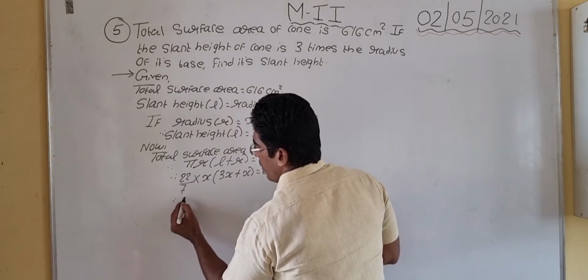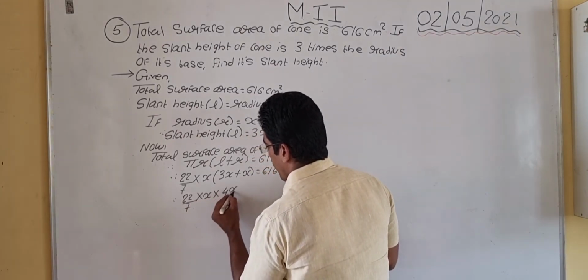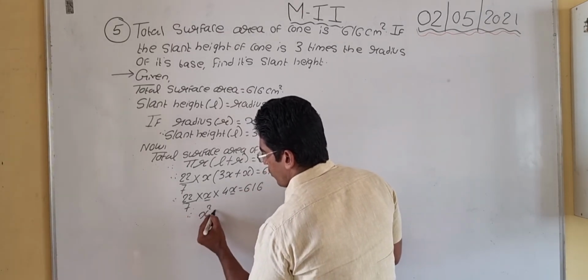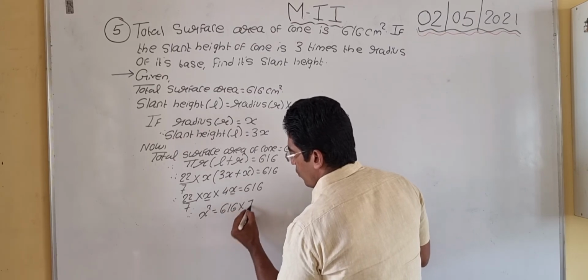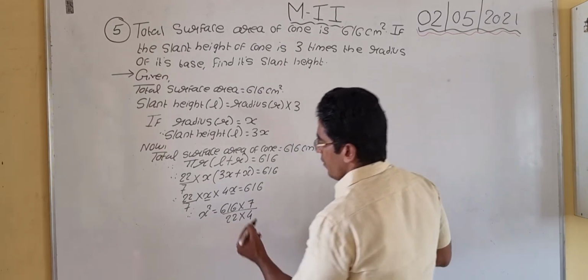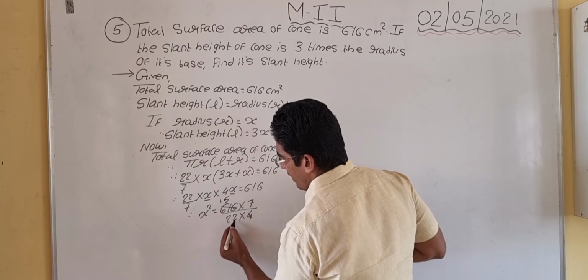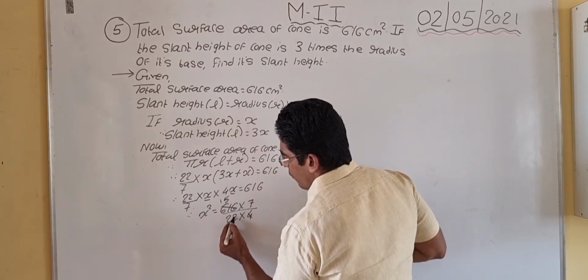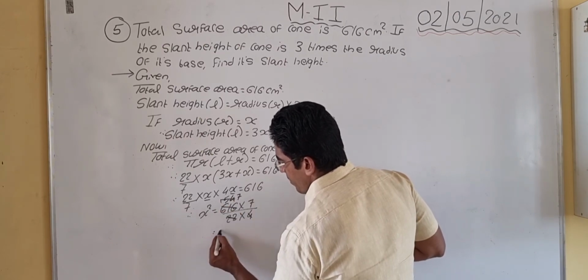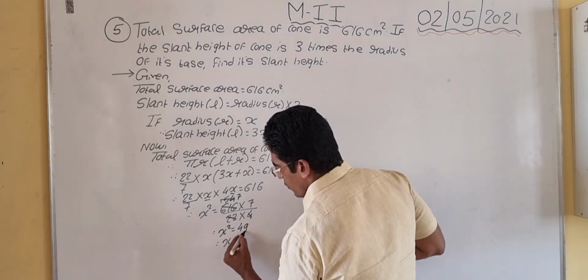616 is equal to 22 upon 7 into x into 3x plus x, 4x. 616 is equal to 22 upon 7 into 4 into x into x, x square. X square is equal to 616 into 7 upon 22 into 4. Let's simplify it. 4 into 1 is 4, 21. 4 into 5 is 20, 6. 4 into 4 is 16. 22 into 1 is 22, 7. X square is equal to 7 into 7, 49. X is equal to 7.